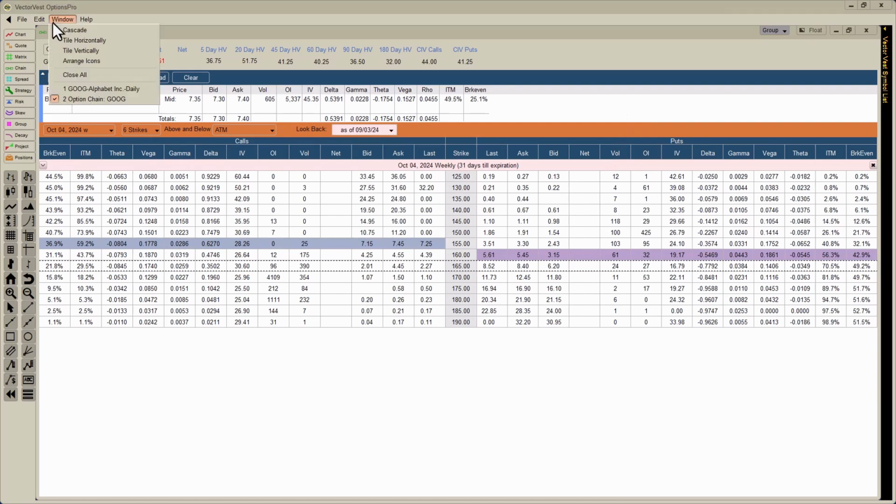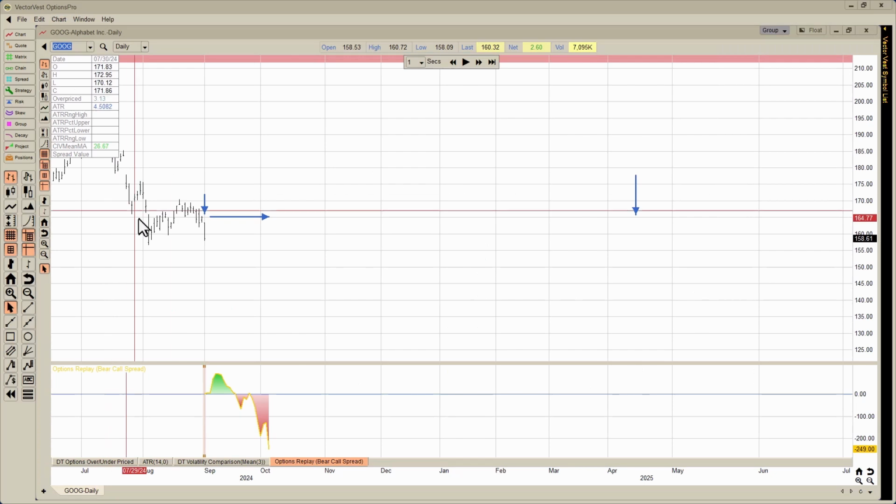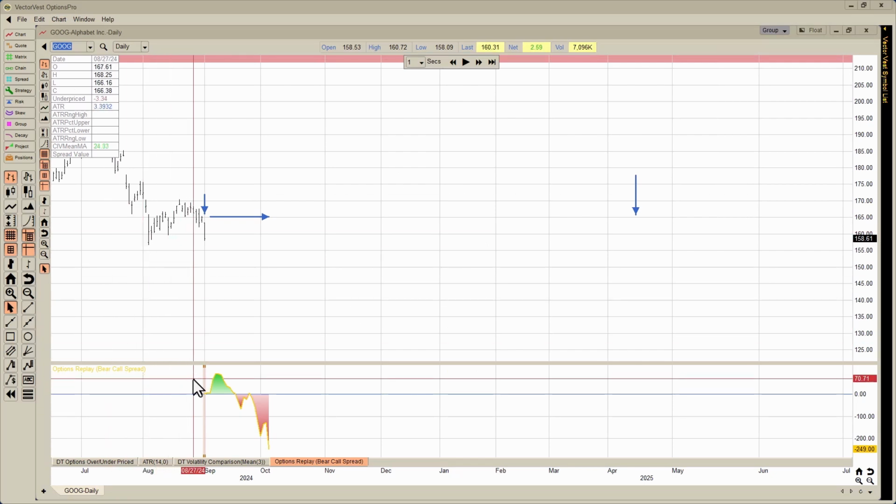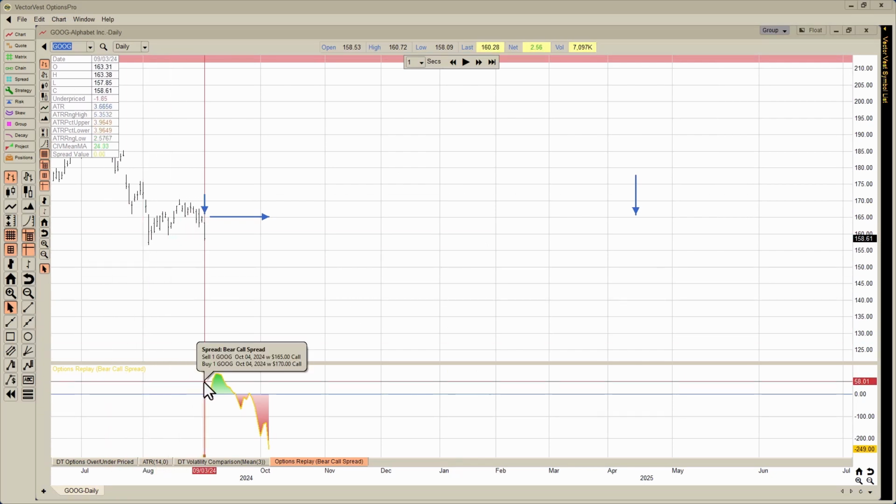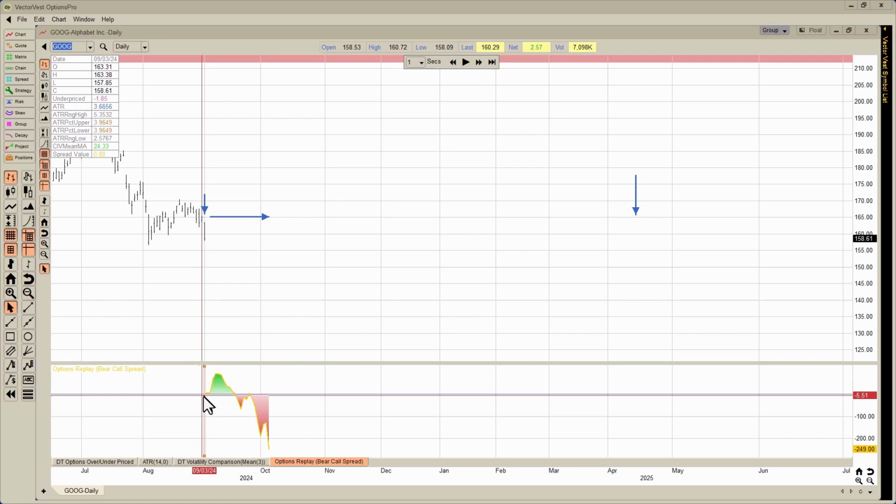Now, to save a little bit of time, I went ahead and already did this for you, but on the graph of Google, I used a replay tool in Options Pro called Options Replay, and if I click right there, you can see that I sold one October 4th, 165, I bought a 170, and I used the exact same options premium there. We collected $1.17. My goal for this trade is to make about $60 on the trade. And you can see it again, that's $60 per contract. So I would typically do this at a $1,500 premium. I'd probably trade 12 or 13 contracts, and I'd want to make about $60 a contract.